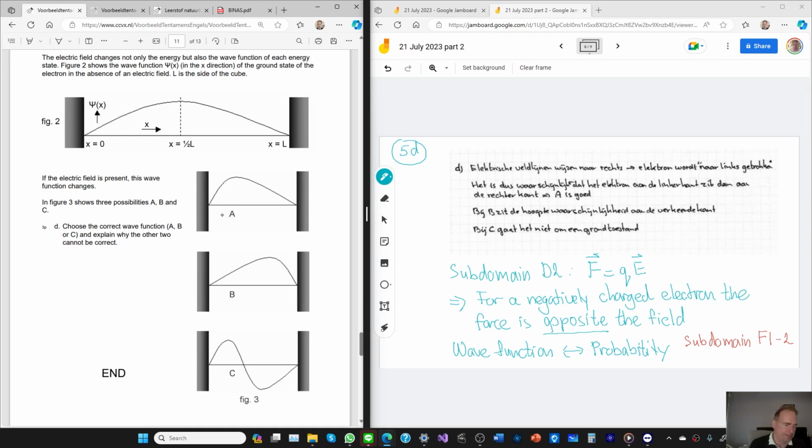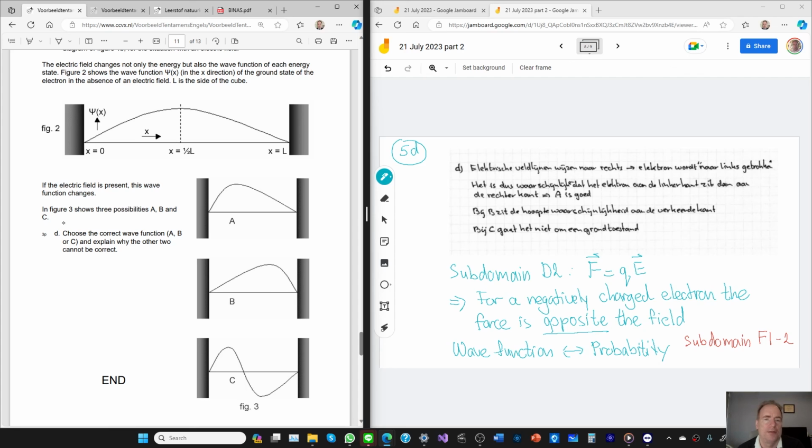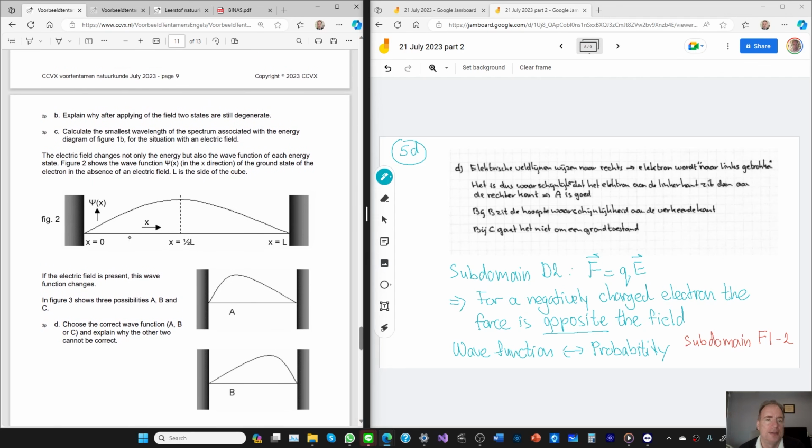What you need to know again from the subdomains is that a wave function represents probability. So wave function A means that the electron is more likely found on the left side than on the right side. In B, it is more likely to be found on the right side than on the left side, and C is actually an excited state. So now we just need to figure out whether this electron is more likely on the left or on the right. Well, the electric field is pointing to the right.